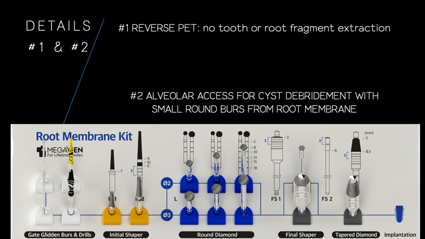So the second detail I would say is the alveolar access for cyst debridement. And you do it generally with the small round burs from the root membrane kit, because these burs are just awesome for you to get down there, to get a lot apically, and you can go against the bony walls and scrape most of the cyst. So you can do an alveolar access and debride a good amount of the cyst.